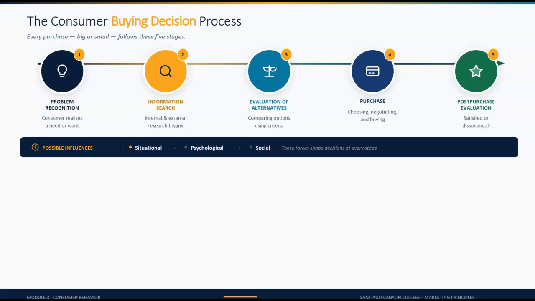So the consumer buying decision process, every purchase, big or small, follows these 5 stages. There's a problem, consumer realizes a need or want. An internal and external research begins, comparing options using criteria, choosing, negotiating, and buying. And then, are we satisfied with it? Or is there dissonance? So post-purchase evaluation is when we think, did we do well with that? Or could we have done better? Could we have bought something better?